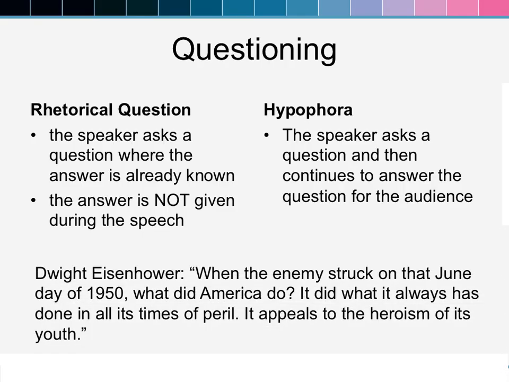Here we have from Dwight Eisenhower. When the enemy struck on that June day of 1950, what did America do? It did what it has always done in its time of peril. It appeals to the heroism of its youth. So not only have we asked that question to sort of channel your thinking, we've answered it for you. In case you were trying to figure out, wait a minute, what are we talking about? What happened in June 1950? Why does that sound familiar? We're not going to see to it that you're confused about that. Instead, I'm just going to give you the exact answer. Here's what it is. It did what it's always done. It went straight to the heroism of youth.